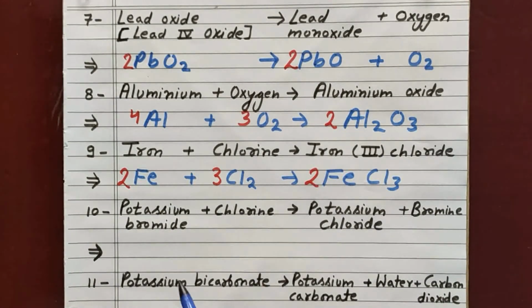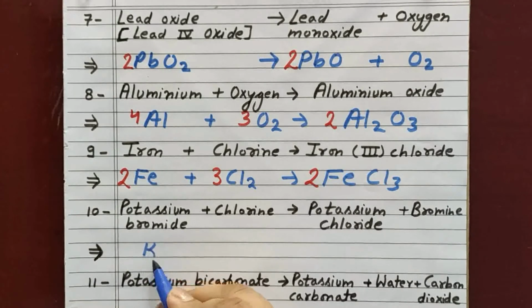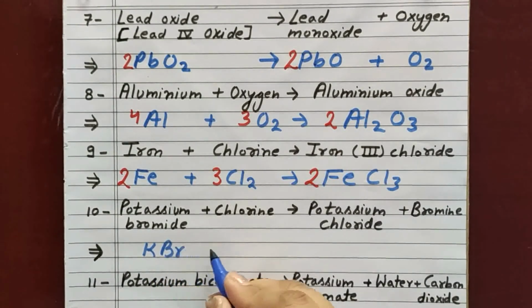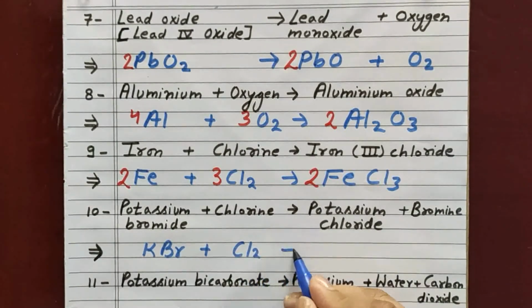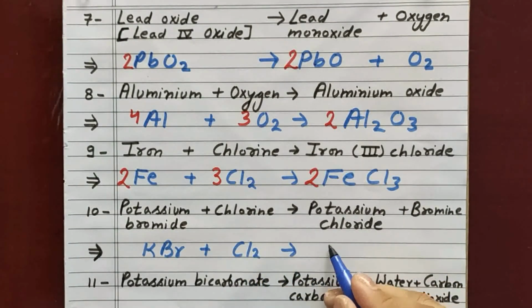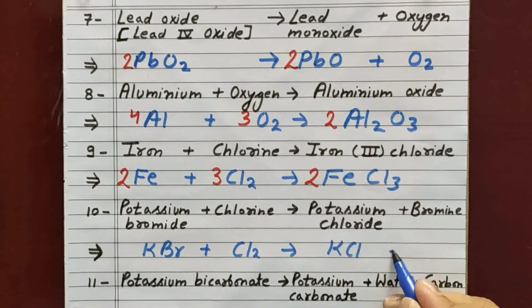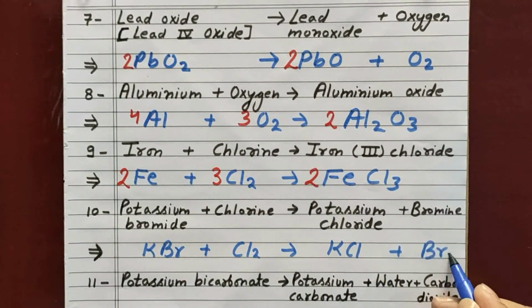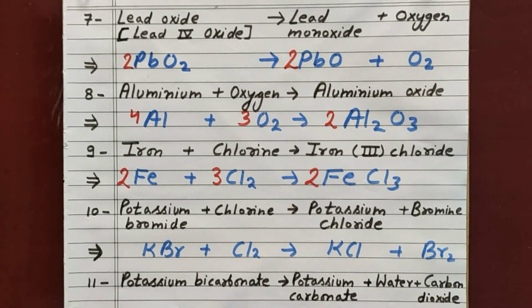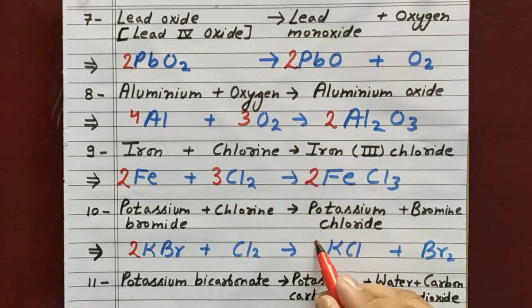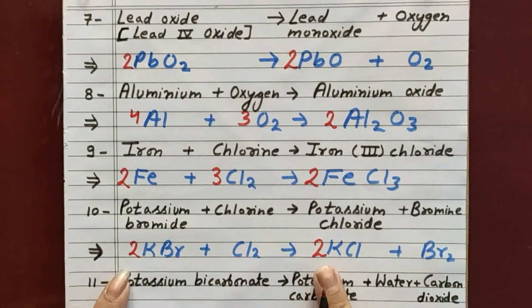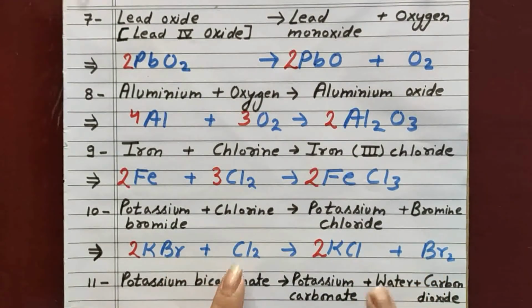So covering the 10th equation, potassium bromide, which is KBr, added to chlorine, which is Cl2, giving out potassium chloride, which is KCl, and bromine, which is Br2. Now for balancing it, there are 2 Br atoms. Here we are going to write down 2 potassium. Now potassium, bromine and Cl atoms are now balanced. This is our 10th balanced equation.